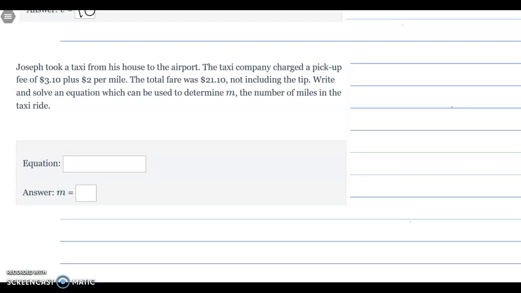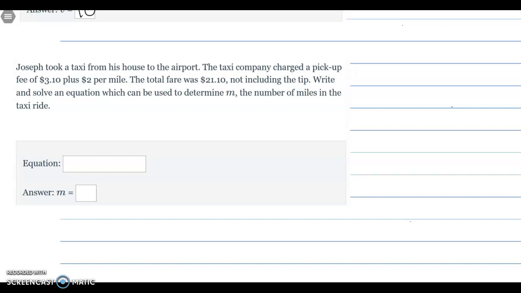All right, so on this one, Joseph took a taxi from his house to the airport. The taxi company charged a pickup fee of $3.10 plus $2 per mile. The total was $21.10. Okay. And the total could be a good indication of what goes on top. You've got to be careful. Make sure it's the total of everything. So the total fare was $21.10, not including tip.